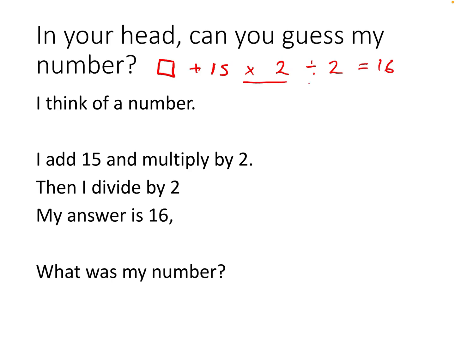Now, I've already spotted if I'm going to multiply something by 2 and then divide it by 2, that's just the same as doing nothing. That's like adding 1 then taking away 1, or adding 2 and taking away 2, because our multiply and our divide are inverse. So I can just think of a number, add 15, and I get a 16. So my number was 1.